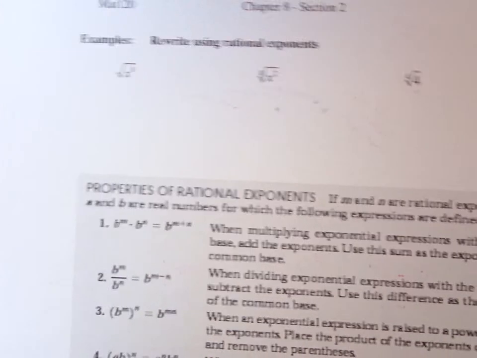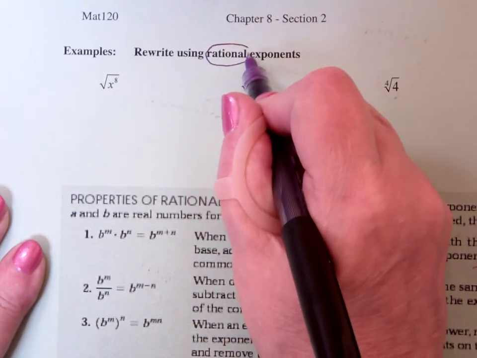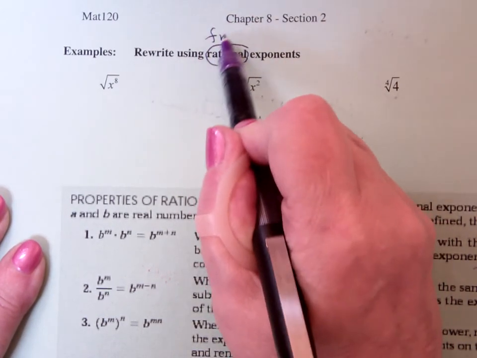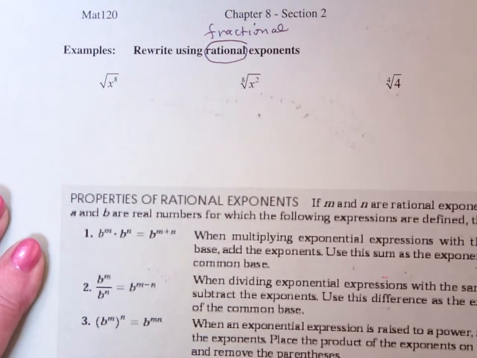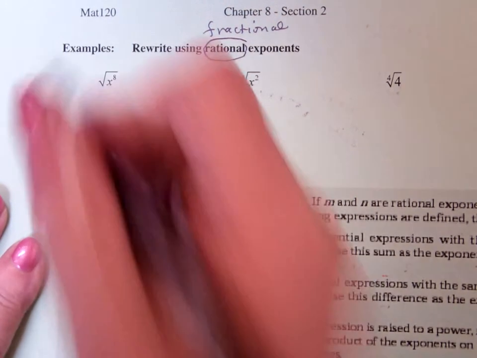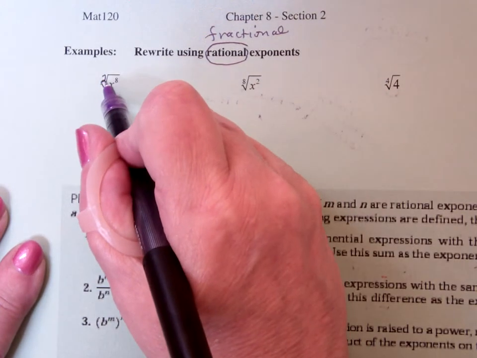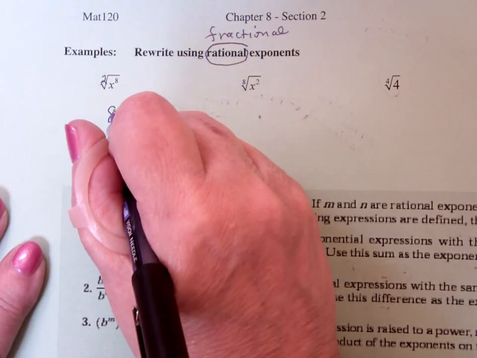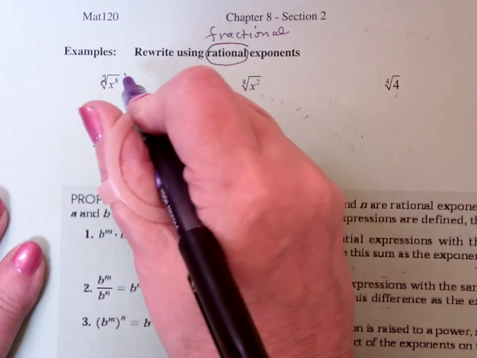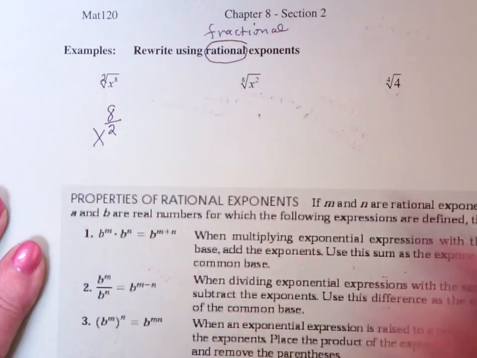Rewrite using rational exponents. You can replace the word rational with the word fractional. Rewrite using fractional exponents. What's the index on this radical? It's a square root, so it is a 2. The numerator of the fraction is 8. The denominator is 2.